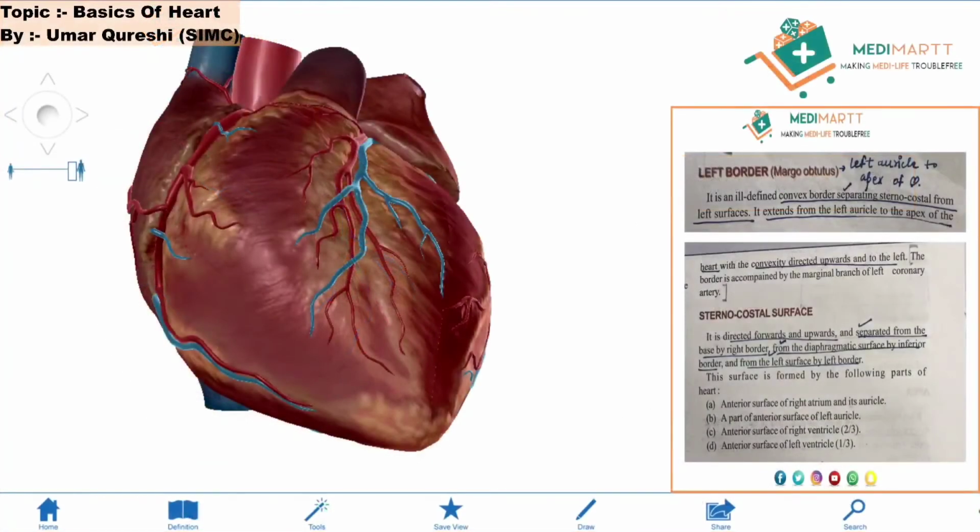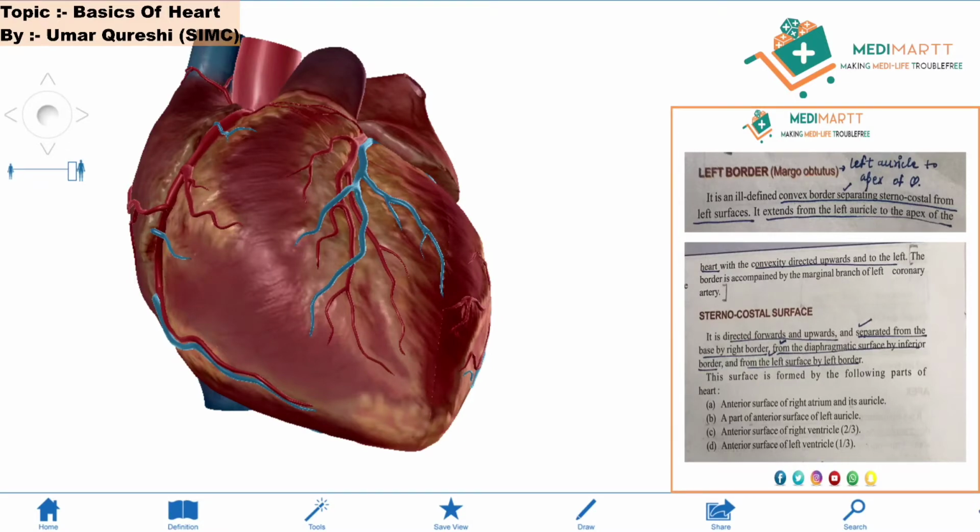As you all know, our reference book is Ekadatta, so we have inserted the page of the Ekadatta. You can check it out, and this is the heart. So let's discuss. In our previous videos, we have covered till the inferior border. So today we will discuss the left border and a small part of the sternocostal surface, inshallah.